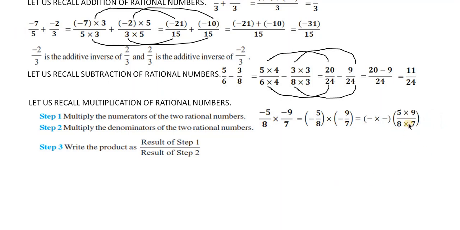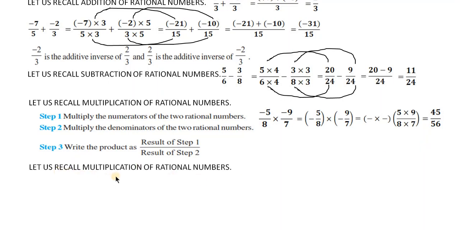So children, there was a mistake here. I have corrected it. It is 5 multiplied by 9 and 8 multiplied by 7, which in the next step, minus into minus is plus. 5 9s are 45, 8 7s are 56. So this is what is done.